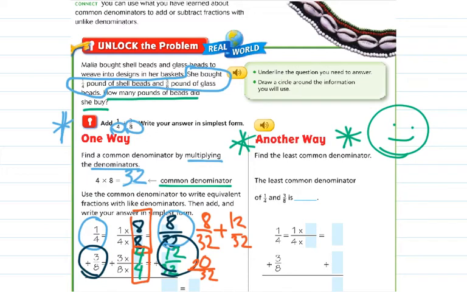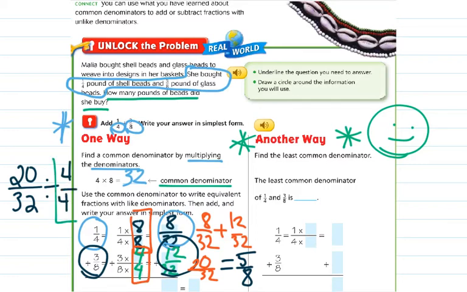However, 20 over 32 is not in simplest form. We would have to simplify that and reduce the fraction to 5/8. So you might say, well, Miss G, if my fraction is 20 over 32, how do I know that I have to simplify it? Do 20 and 32 have any common factors, boys and girls? Yes. 20 and 32 have 4 in common. Again, if we divide by 4 over 4, we're really dividing by the fraction form of 1. So 20 divided by 4 would give us 5, and 32 divided by 4 would give us 8. Now 5/8 is our final answer because it does not have any common factors besides 1.